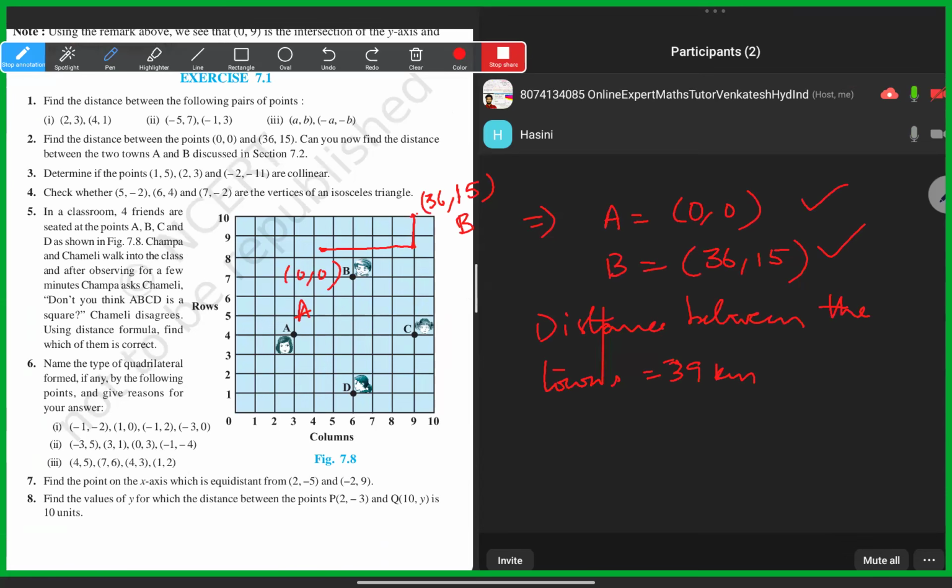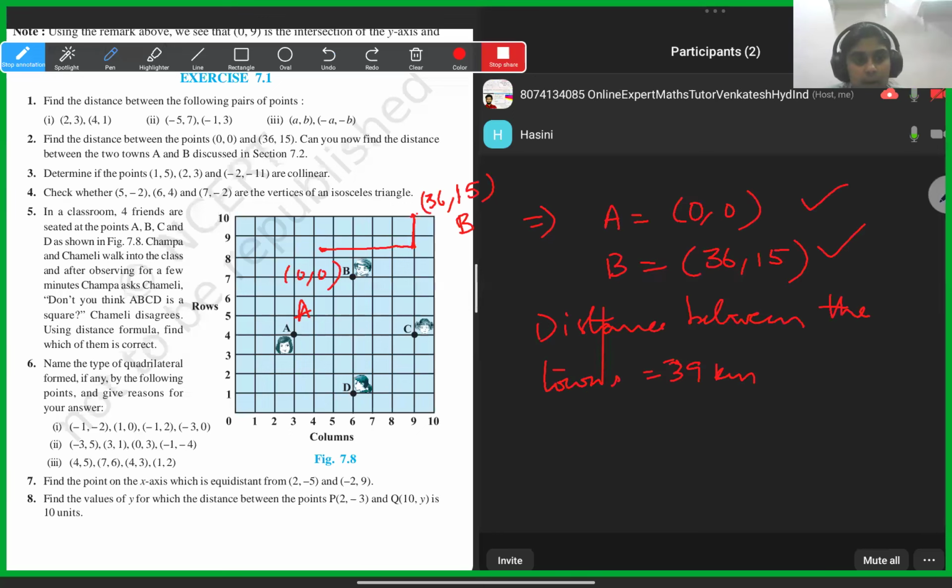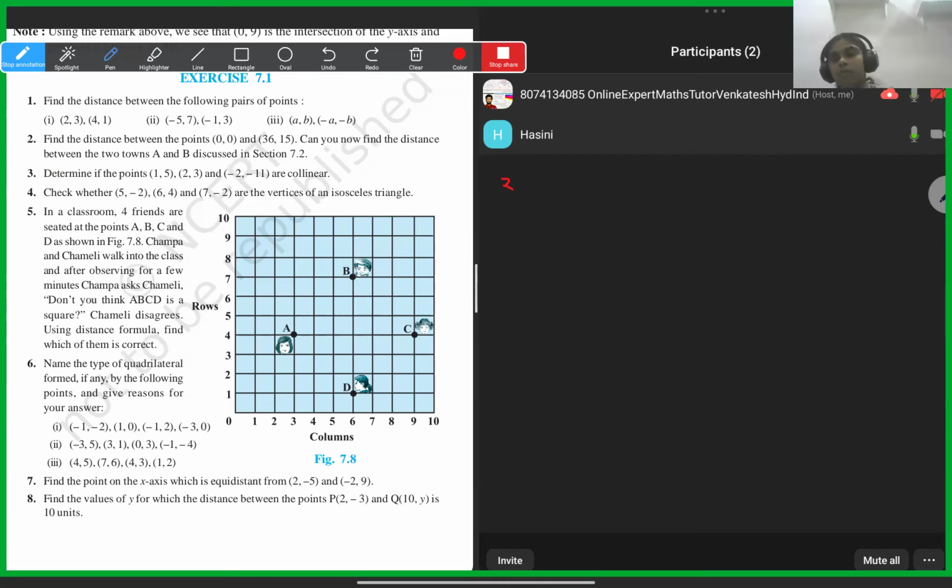Third one, Hasni. Shall I delete it? Yes, sir. So the third question has me. Because in the before question also we saw the same points just now. So we did not separately find out. Find the distance between the two towns means it is 39 kilometers. Okay, sir. So third one has me. Once you read the question.